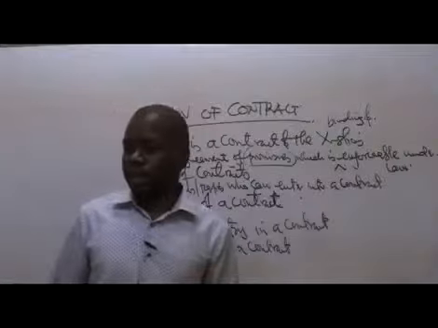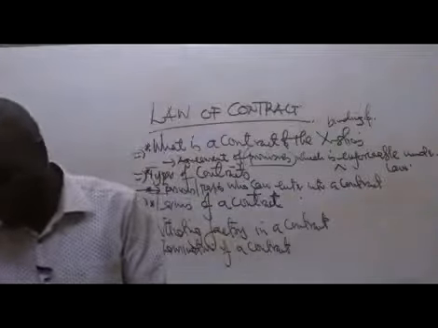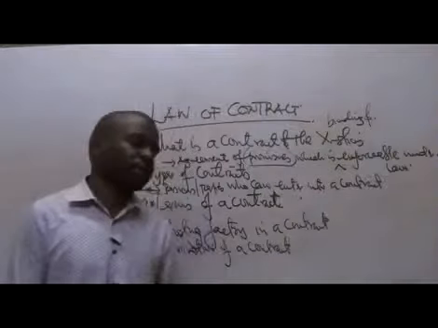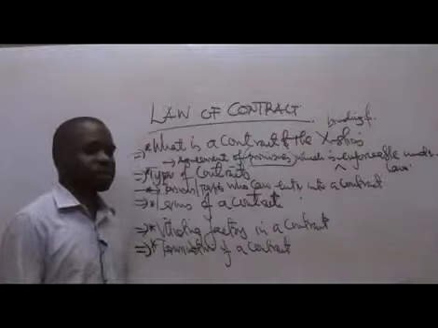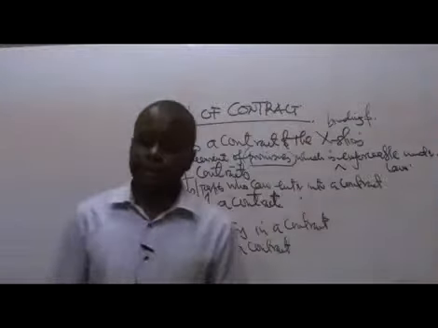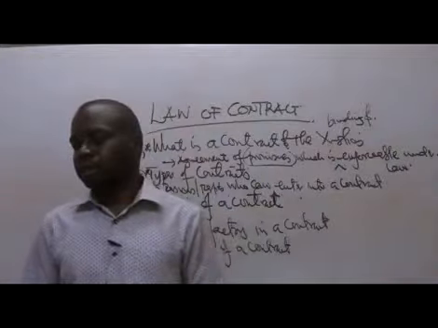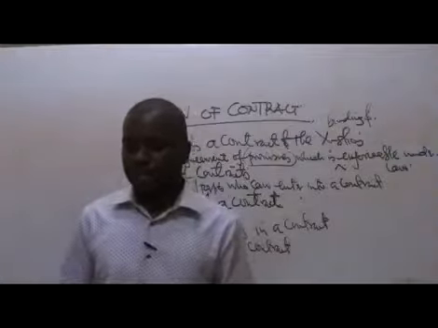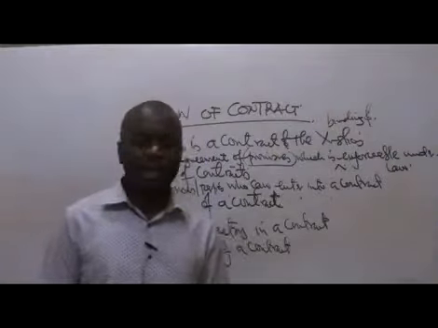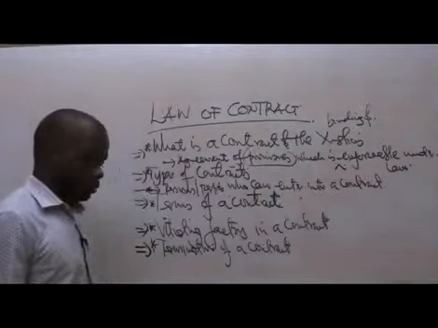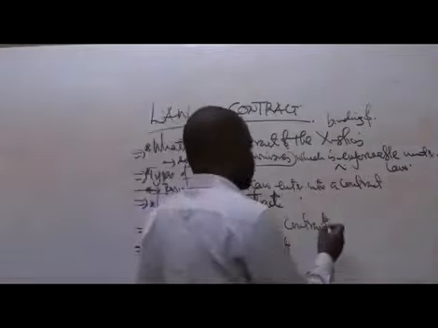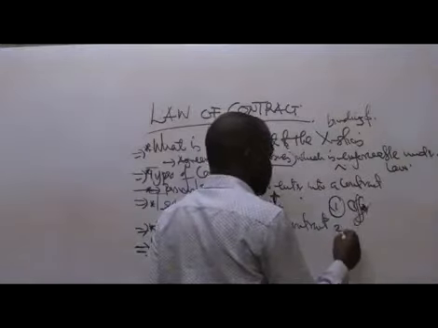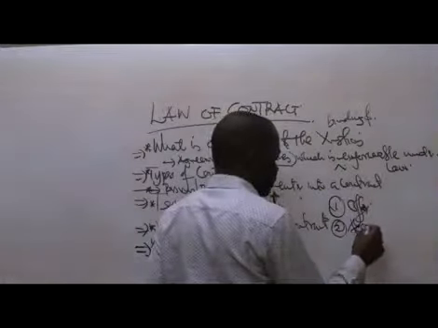So what are the key essential elements of a contract? When we talk about the key essential elements, we're talking about the key characteristics that must be present for a particular agreement to be seen or concluded as being a contract. So number one, the essential element is that there must be an offer. Number two, there must be an acceptance.